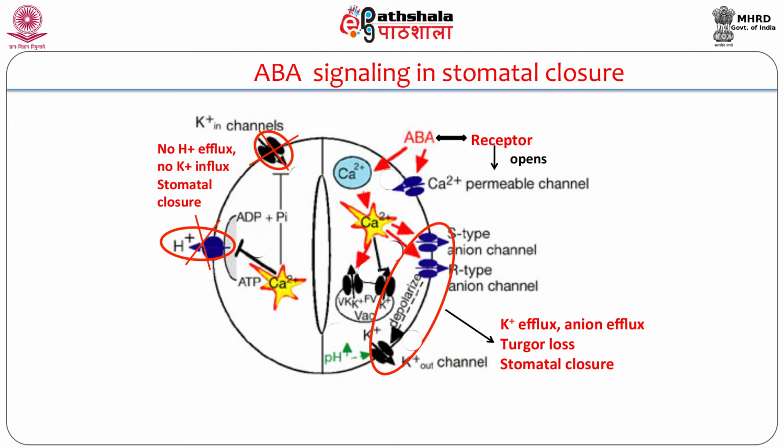High levels of intracellular calcium also inhibit the plasma membrane H plus ATPase and cause alkalinization of the apoplasm. This also leads to activation of anion channels and potassium efflux channels, causing stomatal closure.